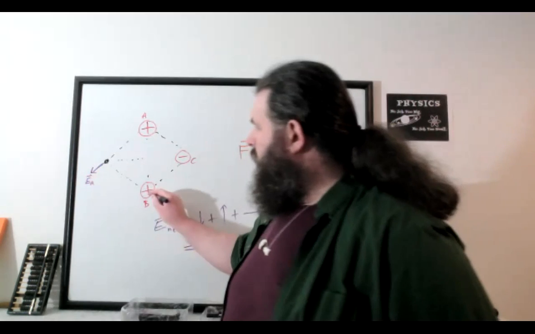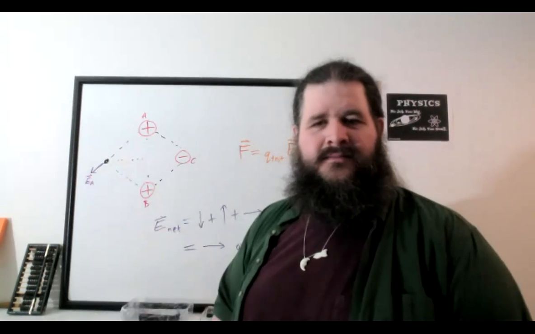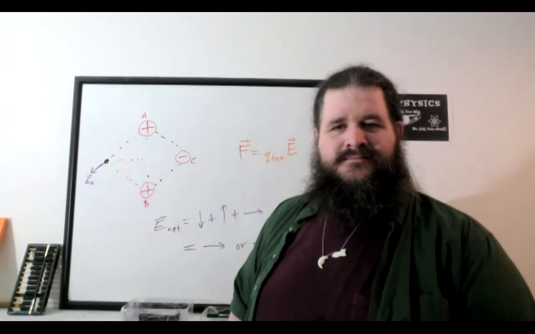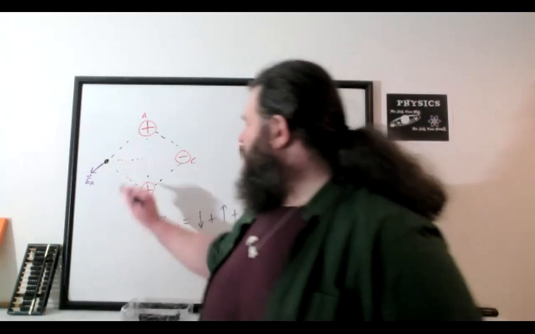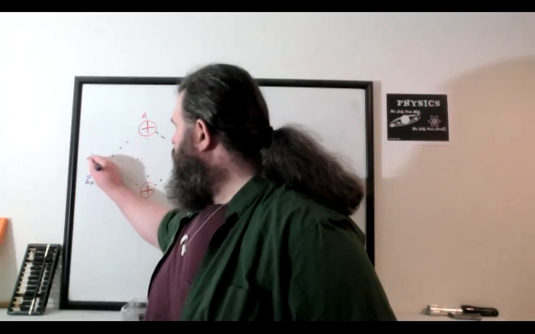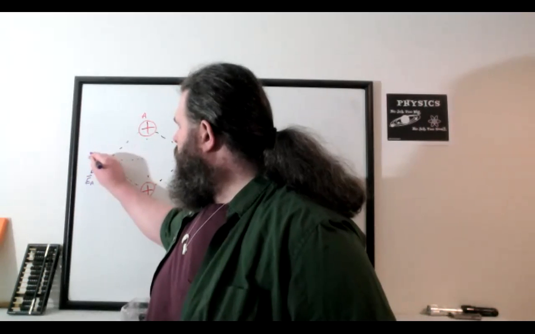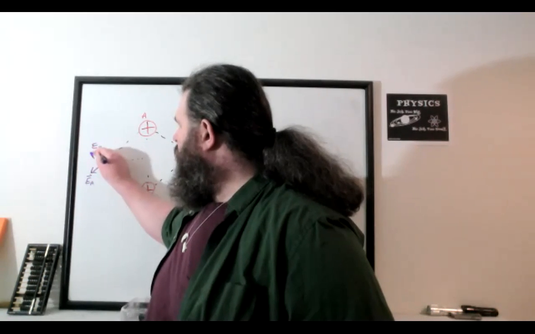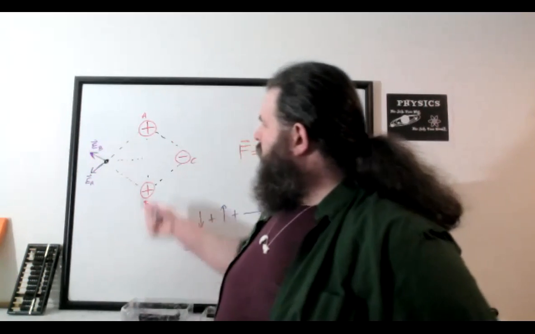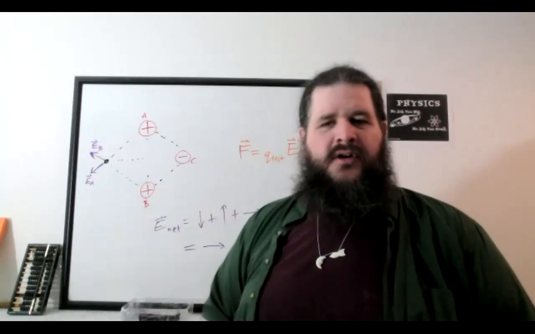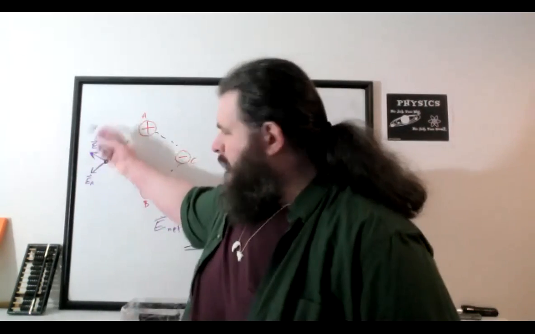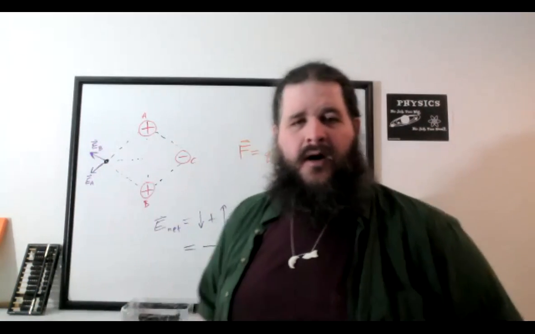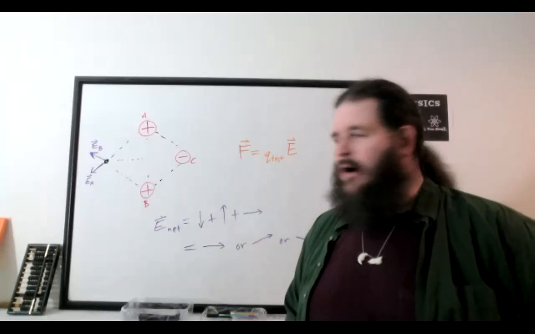And what about electric field from B at this location? Up and to the left. And again, somewhat weaker because we're further away. For simplicity, let's assume A and B are the same charge. There might be a little bit more up or a little bit more down if they're not the same charge, but for simplicity, let's assume they are.